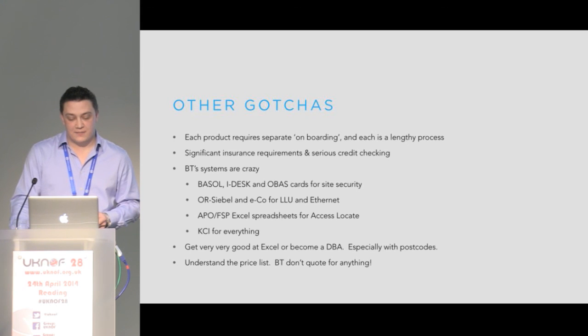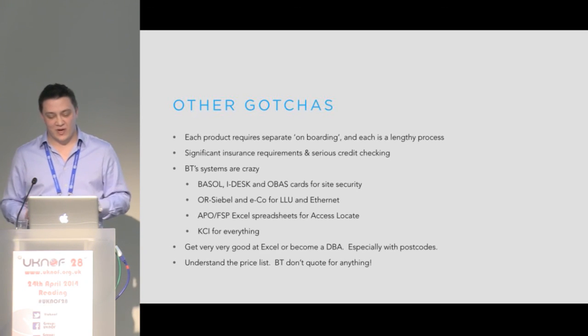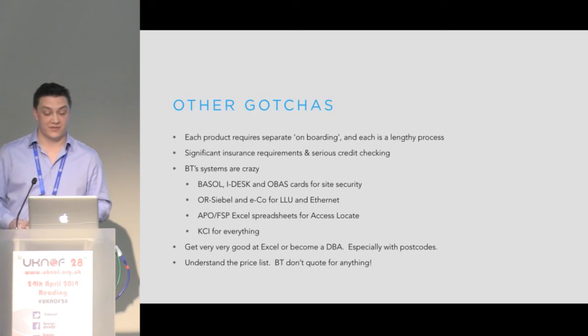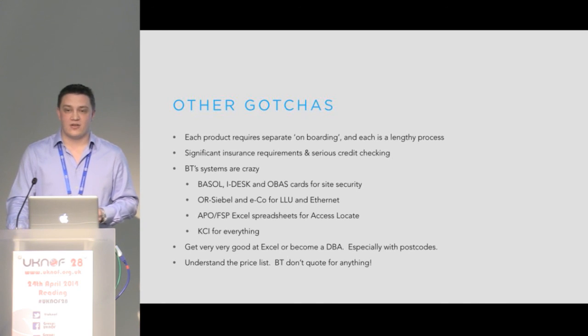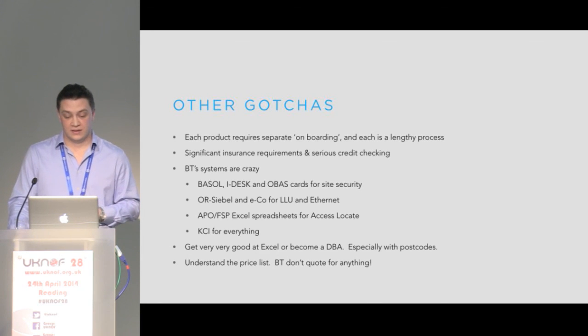The price list needs to be understood fully. BT don't quote for anything, or not really. They will in some ways, but usually not. So make sure you fully understand what you're ordering, because otherwise you'll get a shock when the bill comes in. Get to know the SIN documents and get to know the Openreach price list. It's all available on their website, and it's actually pretty good.